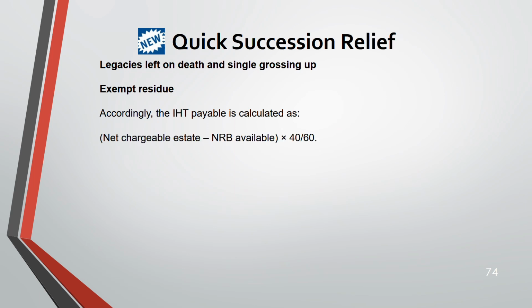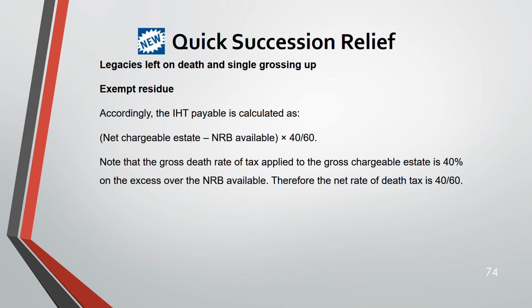Accordingly, IHT is calculated like this. This you have to remember. Net chargeable asset minus your nil rate band, into 40 divided by 60, because you pay 40% tax. Note, the gross death rate of tax applied to the gross chargeable is 40% on the excess over the nil rate band. Therefore, the net rate of death tax is 40/60.